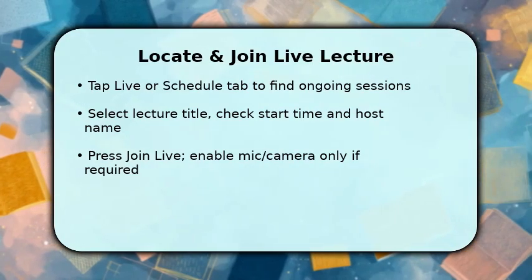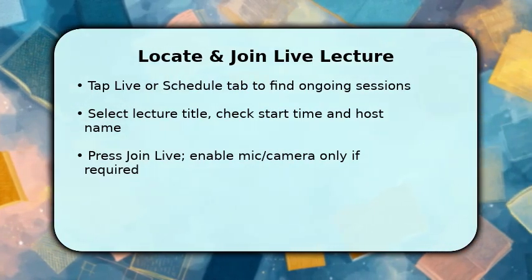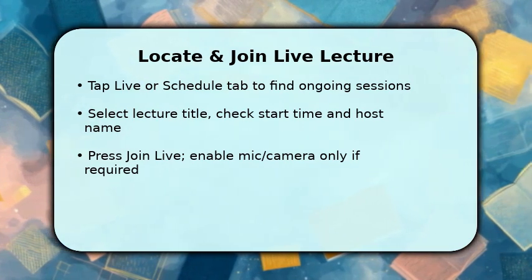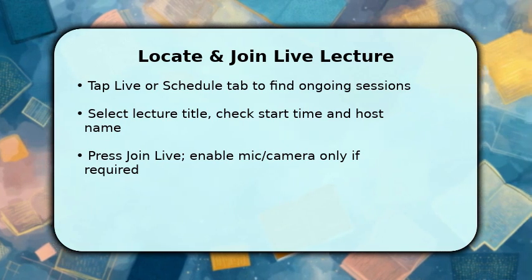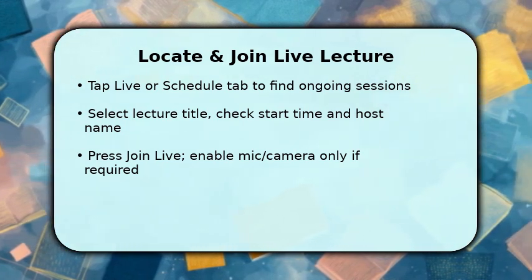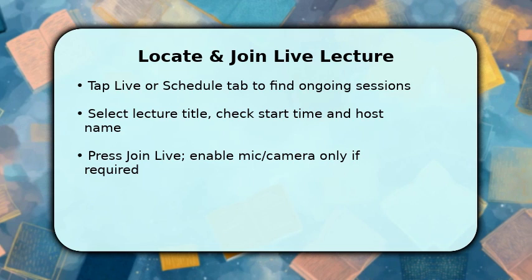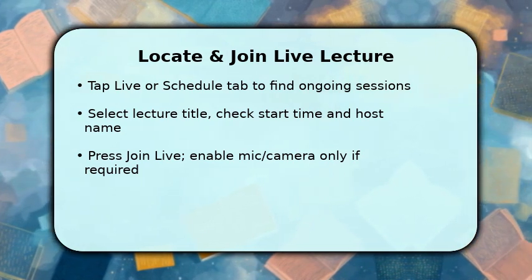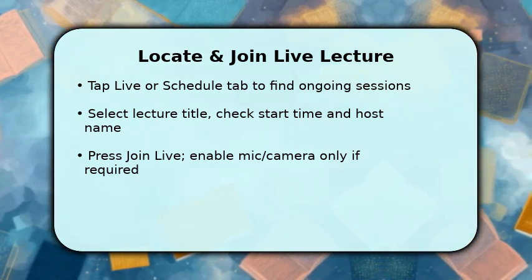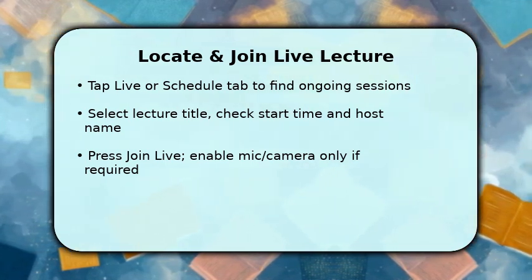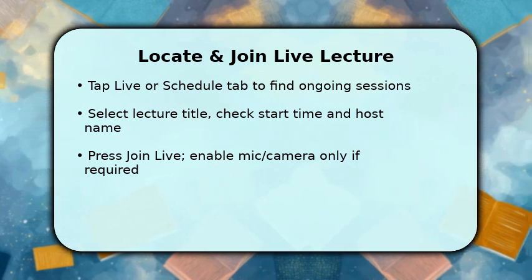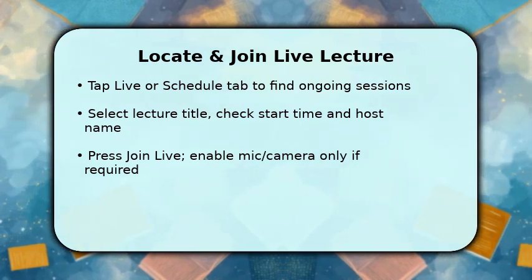Next, navigate to the Live or Schedule tab and scan the list for the lecture title or host name. Filters can speed this up. Once you find it, tap the session to view details, confirm the start time, and check any access controls like passcodes or attendee limits. Press Join Live to enter the stream. If the app asks, allow audio and video only when necessary. Doing this ensures you enter the correct room and maintain classroom etiquette.